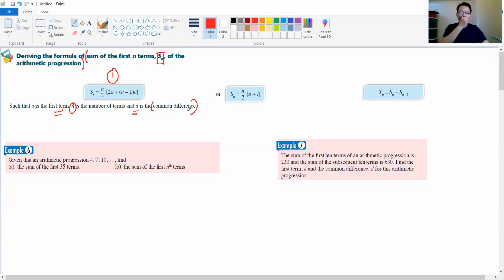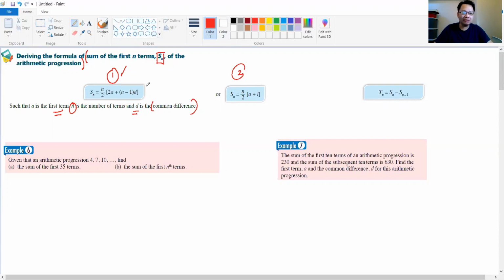Okay guys, now we have the second formula. Actually the second formula is derived from the first formula. We simplify the first formula and it becomes the second formula. So you need to remember both of them.